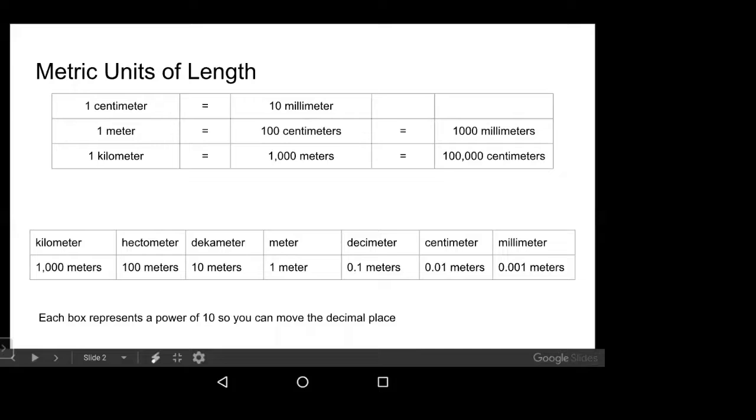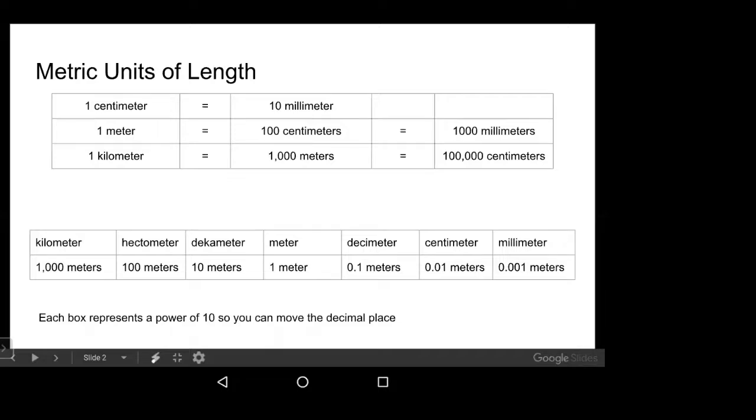So here is the thing. I put this bottom thing on your worksheet. Everything is in powers of 10, so everything changes with tens. And so 1 centimeter is 10 millimeters. 1 meter is 100 centimeters, which is also 1,000 millimeters. So notice there's no weird numbers like 12s and 3s and all that stuff.